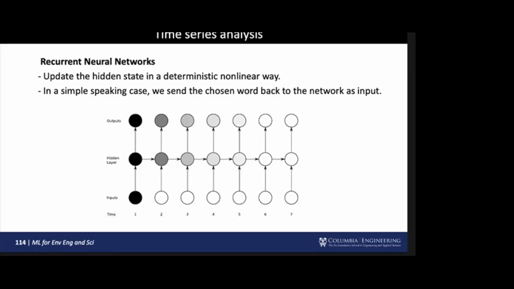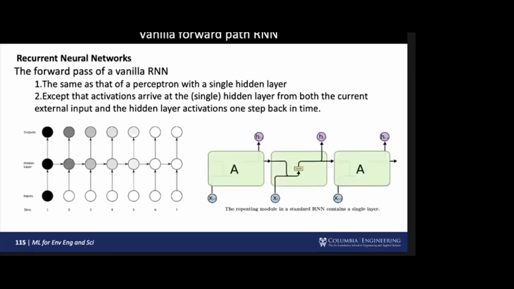Okay, now let's get to the next one. In a recurrent neural network, we update the hidden state in a nonlinear deterministic way, as we mentioned. If you think about a simple speech example, the network takes the word it just predicted and sends it back as an input to the next hidden layer. That's like the example we covered last time. So, "I want to have an apple." It's not clearly correlated in the input, but instead in the hidden layer, where everything is connected.